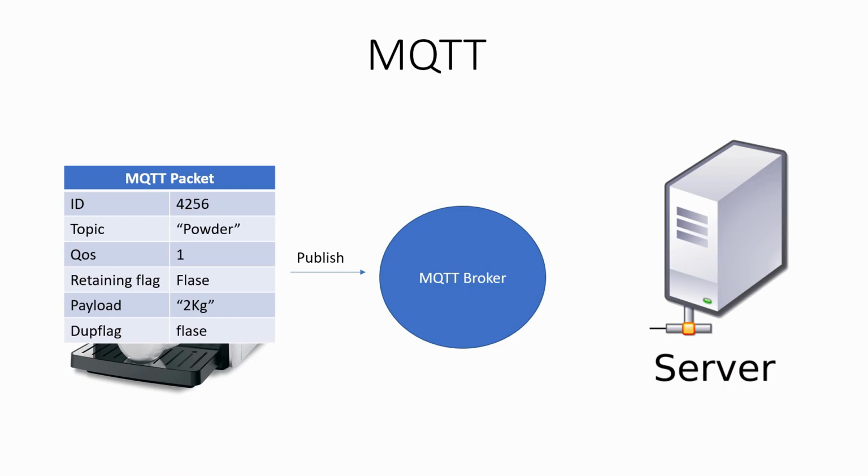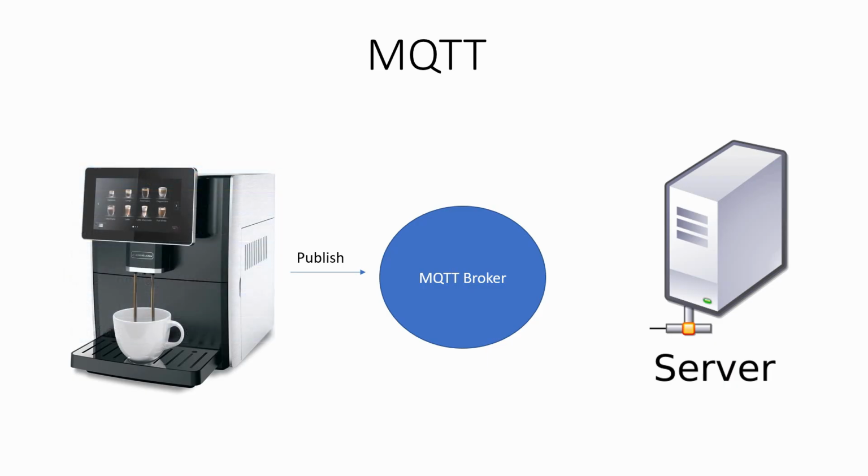Once the packet has been published from the coffee machine client to the MQTT broker, the broker will hold the data, and the web server client, which is also a client of MQTT, will subscribe to the topic powder. Now the MQTT broker will publish the data received from the coffee machine client to the web server client.